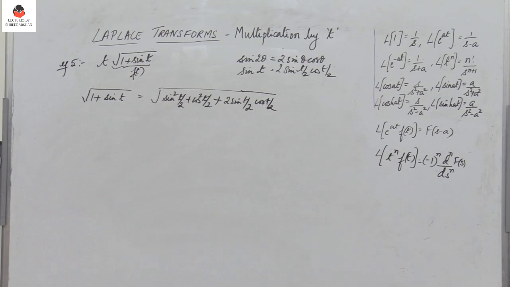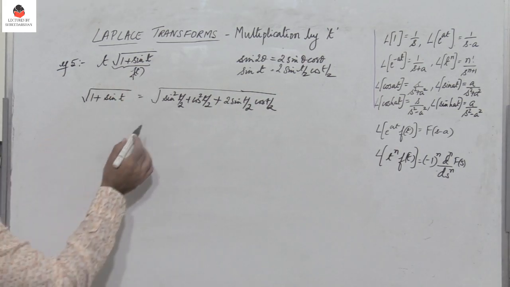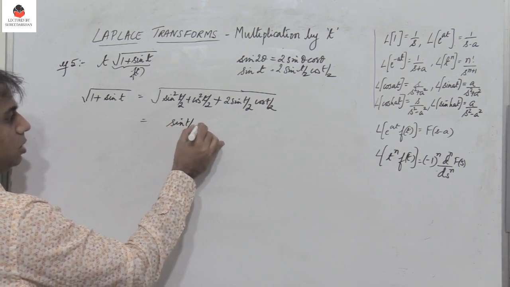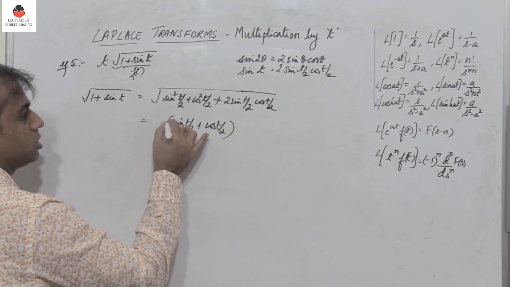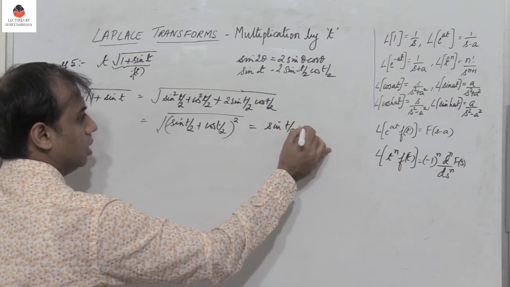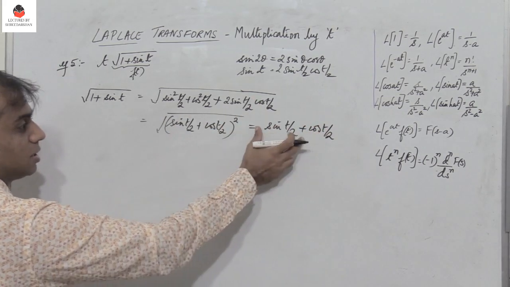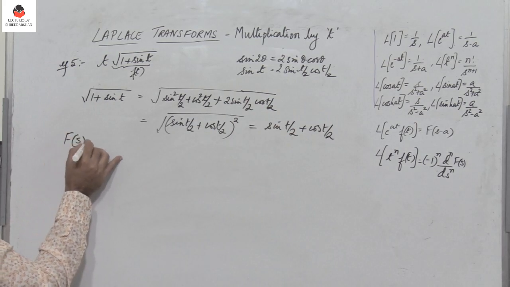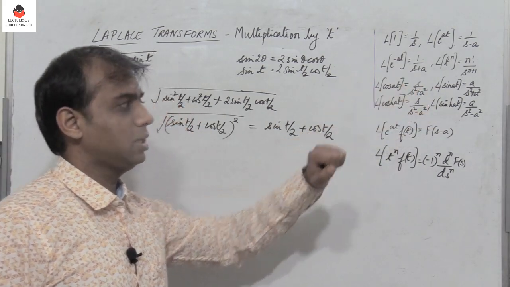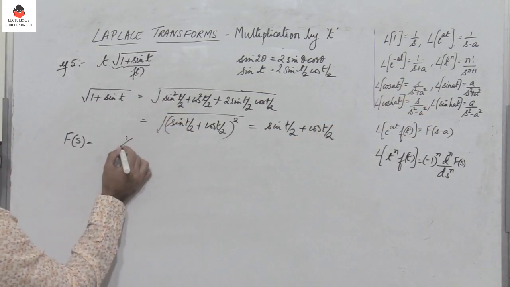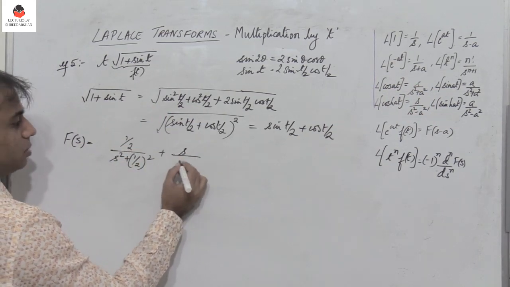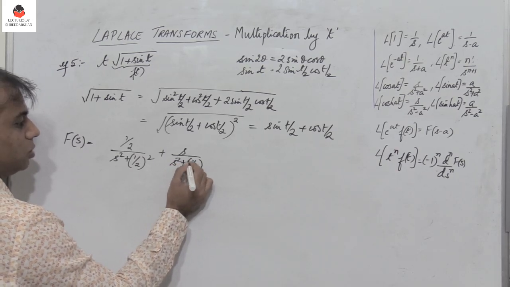So why am I doing this? So that I can remove the root. So this is of the form a square plus b square plus 2ab. So I can write it as sine t by 2 plus cos t by 2 the whole square, the whole root, which is sine t by 2 plus cos t by 2. So this is f of t. Now what is f of s? The Laplace transform of these two. So sine at is given here, cos at is given here. So a is 1 by 2. So you have 1 by 2 divided by s square plus 1 by 2 whole square, plus s divided by s square plus 1 by 2 the whole square.